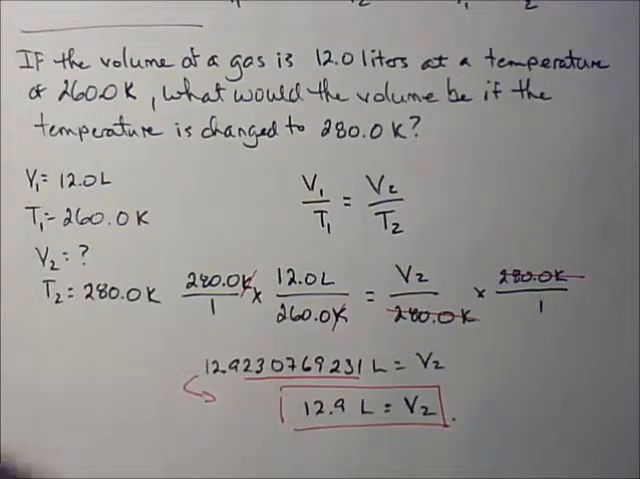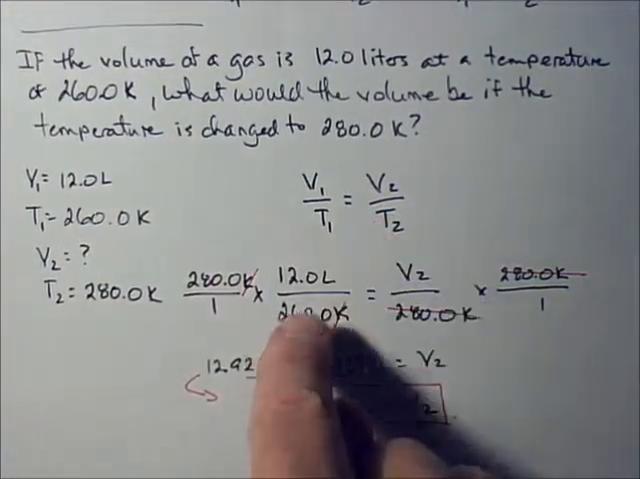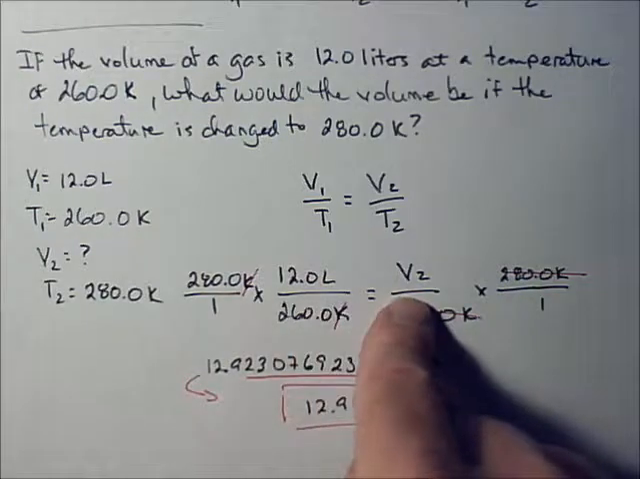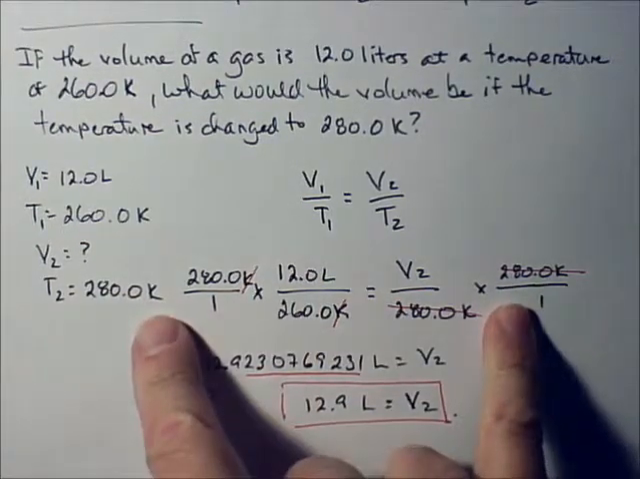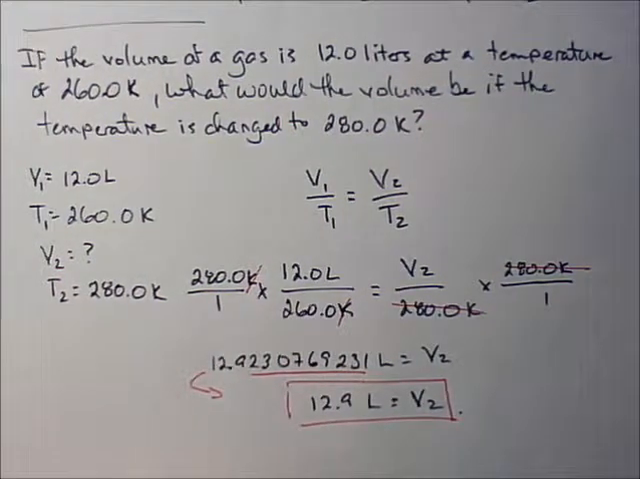Okay? So, list, write the equation, plug in the known values, isolate the unknown, cancel what you can cancel, and solve. You got that set of procedures to do that?